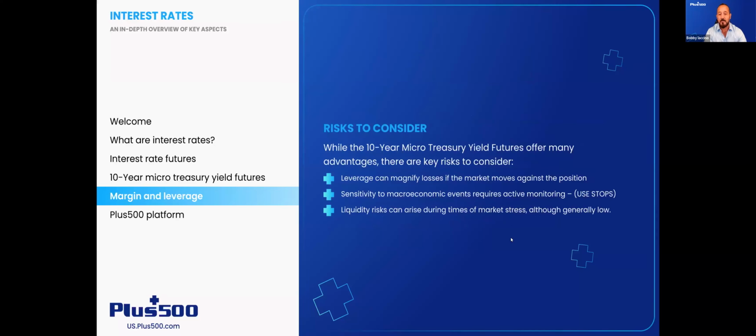Risks to consider: leverage can magnify losses if the market moves against the position. Again, this is part of the reason that you see a lot of futures traders, when they start their career, they start trading in interest rates. Fun fact, when I started as a clerk on the floor of the Chicago Mercantile Exchange, I was in the interest rate futures. Sensitivity to macroeconomics requires active monitoring, so make sure you use stops. With the micro contract, you're not likely to blow up your account, but stops are still, to me, the number one thing traders have to use.